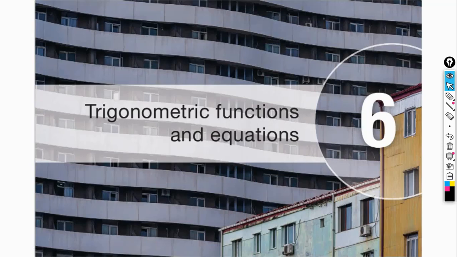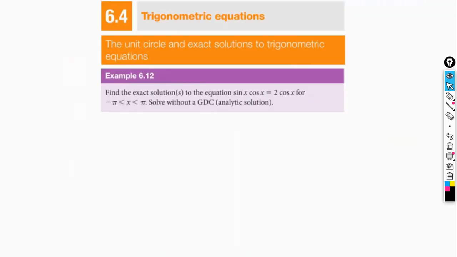Hello everybody. So in this video we continue with Chapter 6, Trigonometric Functions and Equations, specifically Section 6.4, Trigonometric Equations. We're going to start with the unit circle and exact solutions to trigonometric equations, and we're going to go into example 6.12. It says, find the exact solutions to the equation sine of x times cosine of x equals 2 times cosine of x for the interval minus pi to pi. Solve without a GDC. This is what is called an analytical solution.